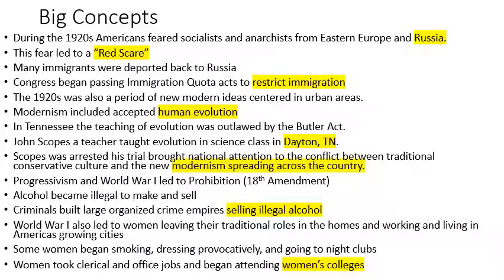Progressivism in World War I led to Prohibition, the 18th Amendment. Alcohol became illegal to make and sell. Criminals built large organized crime empires selling illegal alcohol. World War I also led to women leaving their traditional roles in the home and working and living in America's growing cities. Some women began smoking, dressing provocatively, and going to nightclubs. Women took clerical and office jobs and began attending women's colleges.